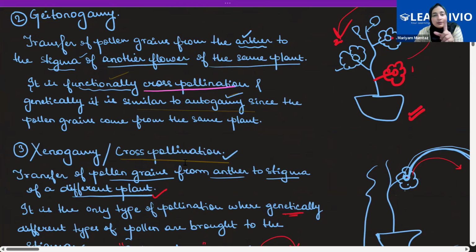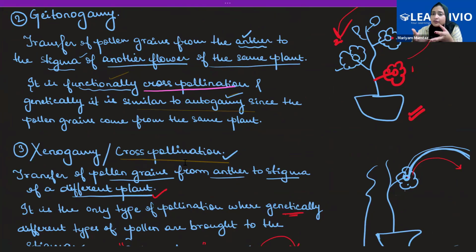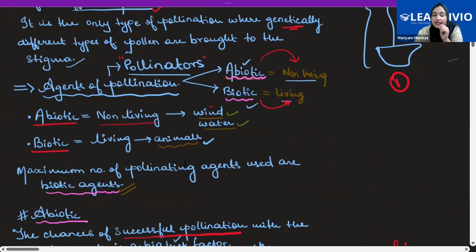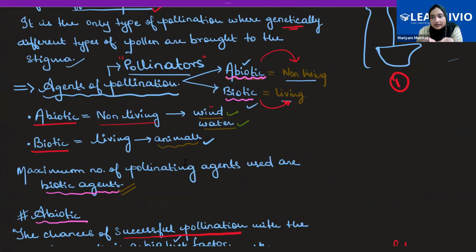After that, there comes one more thing. Now, when we are talking about cross-pollination, obviously the pollen grains cannot fly. So they need something to carry them to the stigma. So we come to the concept of pollinators. The agents that cause pollination, we call them pollinators. They are of two types, living and non-living. Living pollinators are called biotic pollinators. Non-living pollinators are called abiotic pollinators.